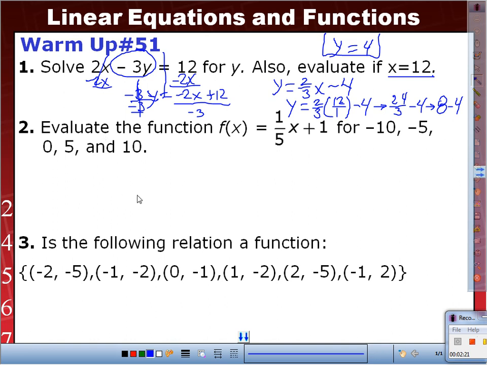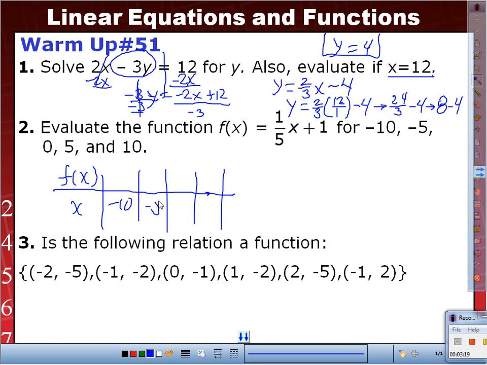Here we go. Next one. Evaluate the function f of x equals 1/5 x plus 1 when x is negative 10, negative 5, 0, 5, and 10. So I'm going to get a table going, and I'm going to do f of x and x. What are my values for x given? Negative 10, negative 5, 0, 5, and 10.